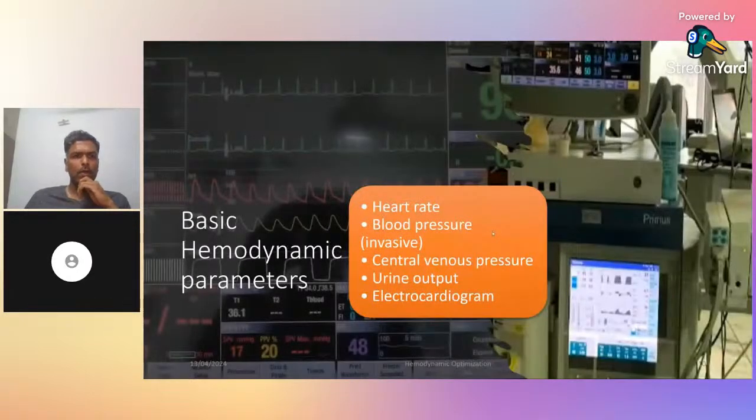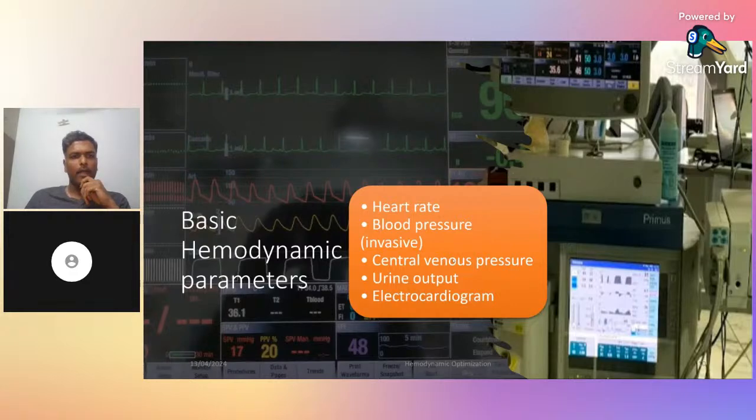Now, just to look at what parameters or choices we have when we are managing these patients. Commonly, we manage heart rate, we manage blood pressure in terms of using invasive blood pressure. Then we use central venous catheters. We can measure the central venous pressure. And one of the common indicators used at bedside is the adequacy of urine output and electrocardiogram.